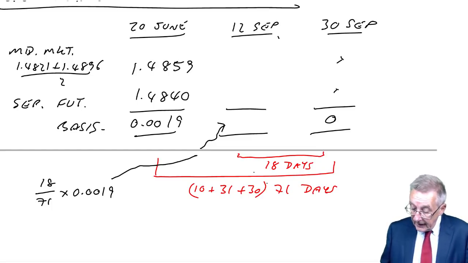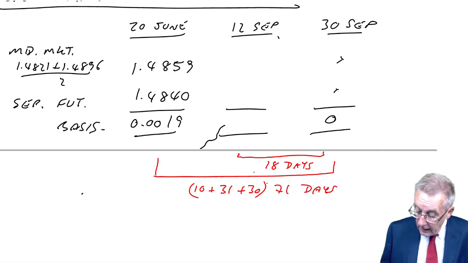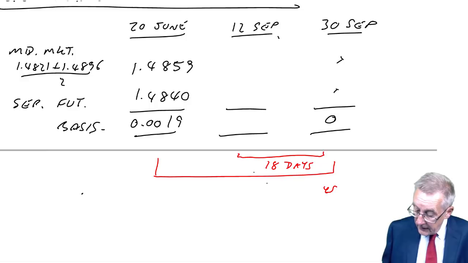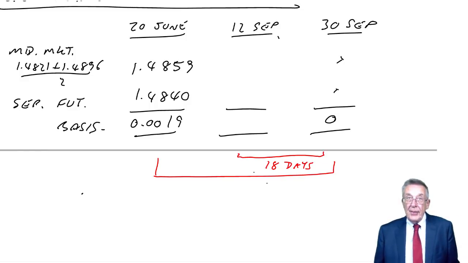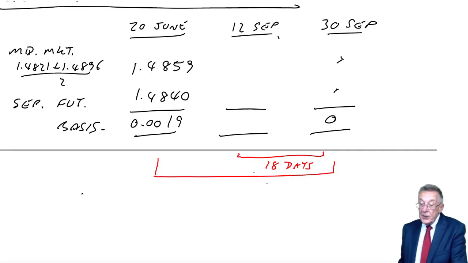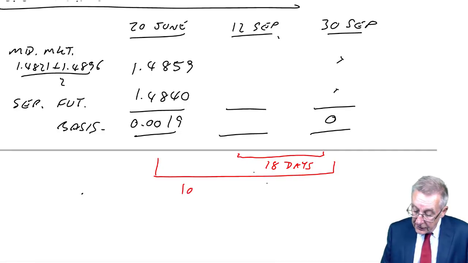How stupid of me. Sorry, I missed out a month. I bet you were sat there thinking how stupid. Anyway, sorry. From June to September, June has 30 days, so there's 10 days in June.